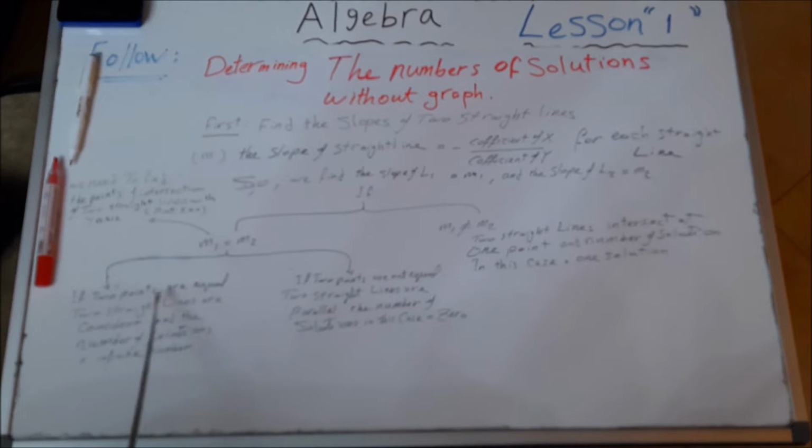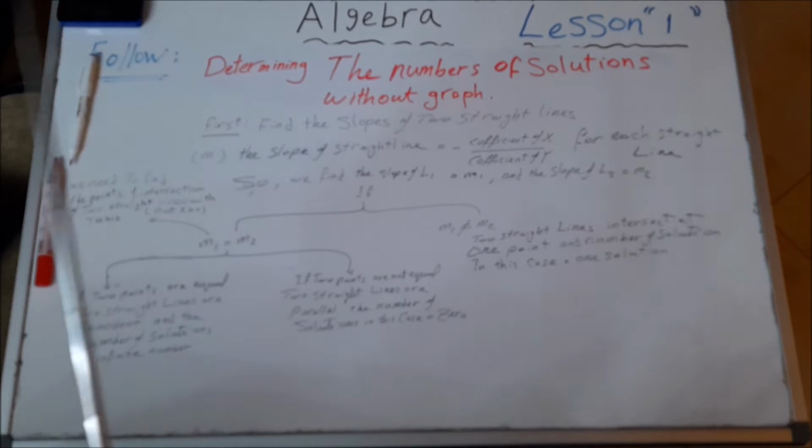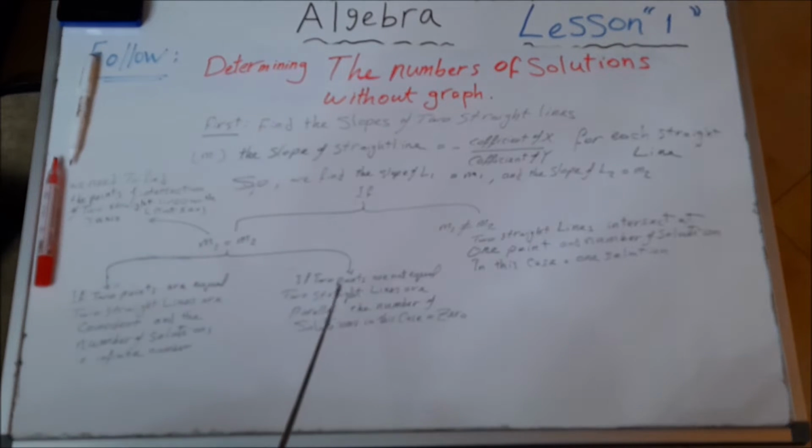If these 2 points are equal for 2 straight lines, in this case, 2 straight lines are coincident, and the number of solution equal infinite number. But if 2 points of intersection after put x equals 0 in each straight line equation are not equal, so 2 straight lines in this case are parallel, and the number of solutions in this case equal 0.